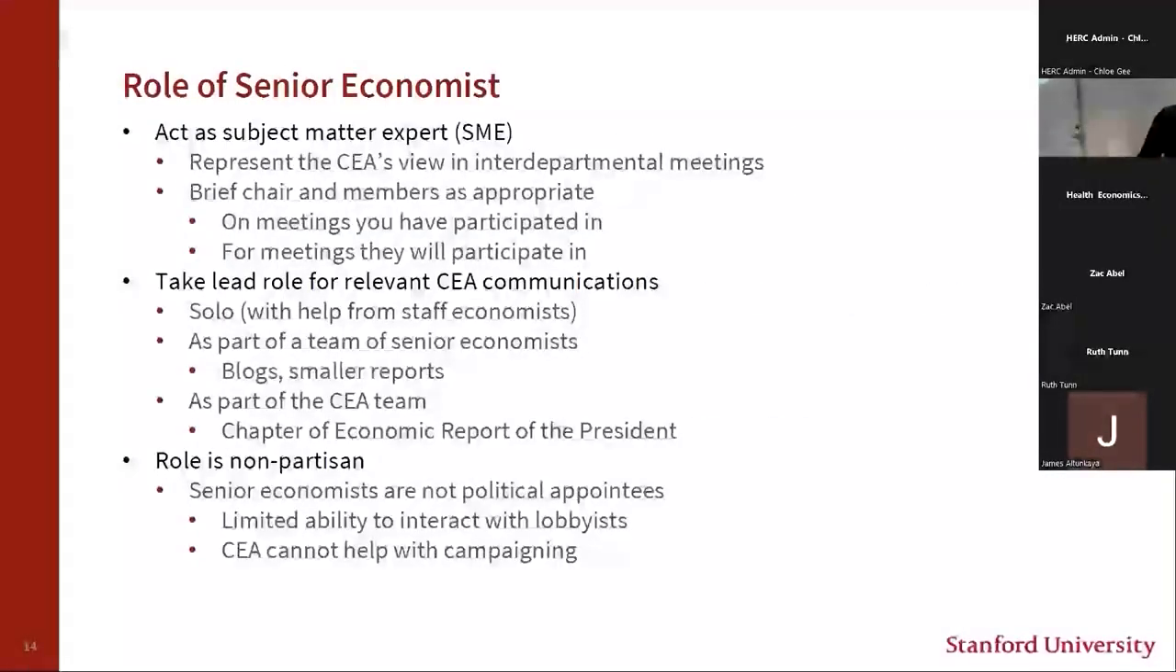The other thing to do was to brief the chair and the members as appropriate. For any meeting I participated in, I would brief them on what happened. And for all the meetings that they would participate in, I would brief them. For example, there was a monthly meeting for all the health principals. Part of what I did was figure out what was on the agenda of that meeting and brief Thomas, so he would come in prepared, knowing what ideas he wanted to present and discuss at the meeting.